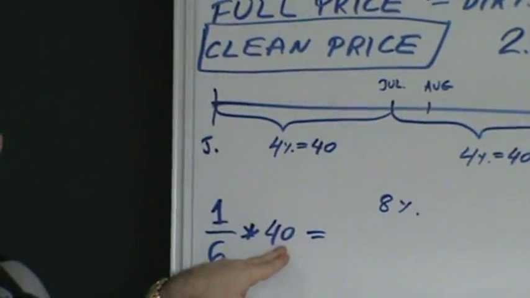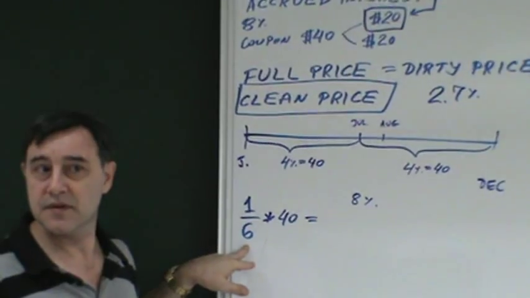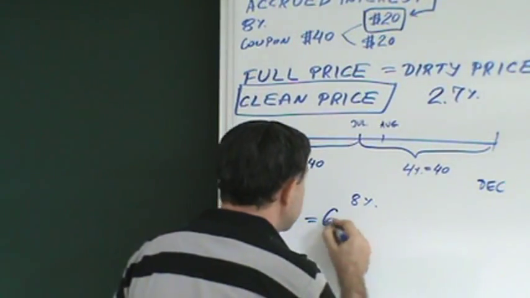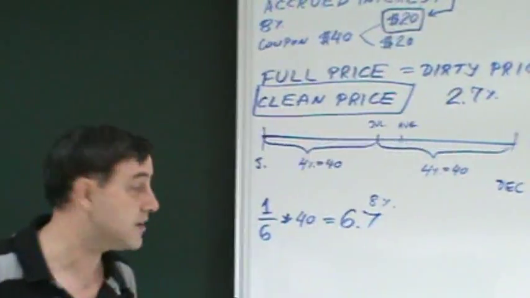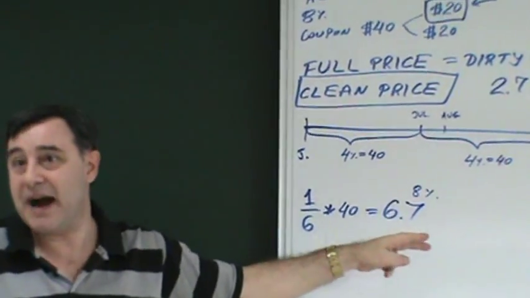How much is 40 divided by 6? Anyone? Somebody's got to use a calculator. I don't know, 6 point whatever, 7, all right? 7 times 6 is 42. So 6.7, about, okay?